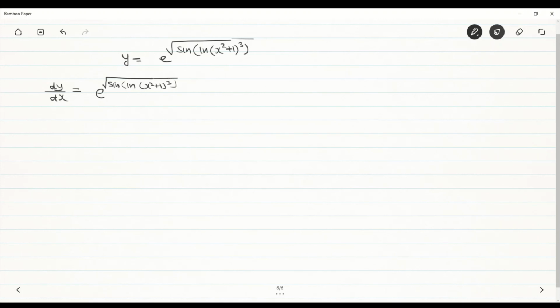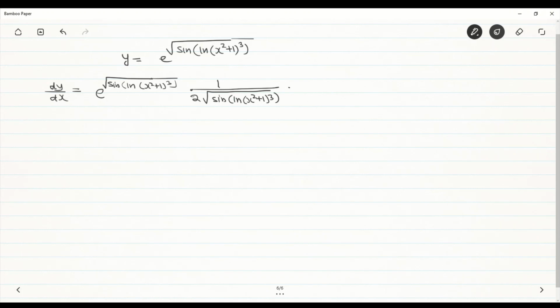So e raised to the power x derivative is e raised to the power x. So we have solved e. Now we have to solve the derivative of the under root of this. If you compare it with the standard function, it is like root of x, and the derivative of root of x is always 1 upon 2 root x. So it is 2 under root of sine of ln of (x square plus 1) cube. Now we have solved the under root also. Now we have to solve the derivative of sine of ln of (x square plus 1) cube.